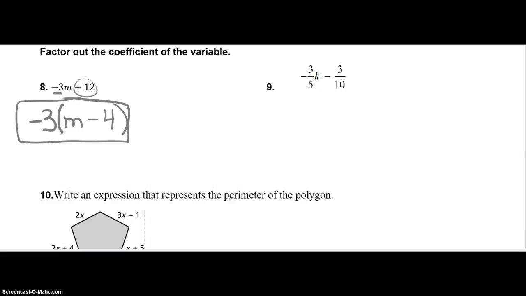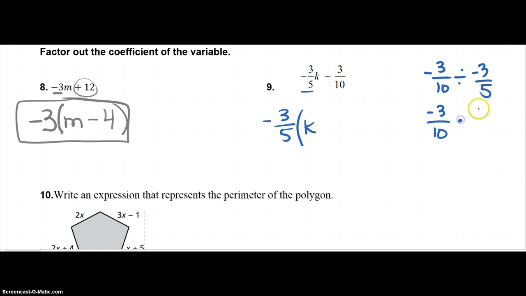Now number 9 is a little bit trickier because we are factoring out the coefficient here, and this is actually a fraction. So we're going to factor out negative 3/5. So we're going to be left with just k. And now when we factor out this negative 3/5 here, we're taking negative 3/10 divided by negative 3/5. Now remember, when we're dividing fractions, we keep the first fraction the same and we multiply by the reciprocal here. So we flip that fraction.